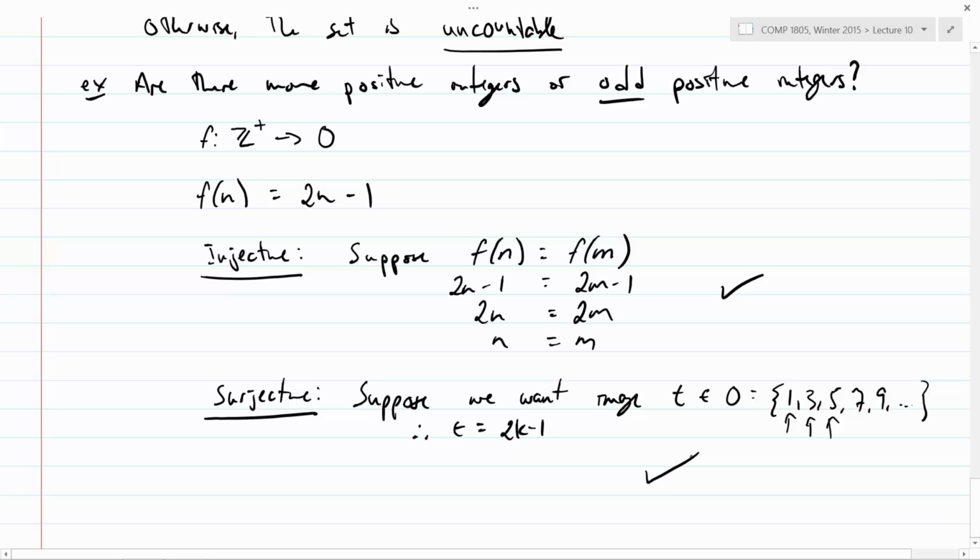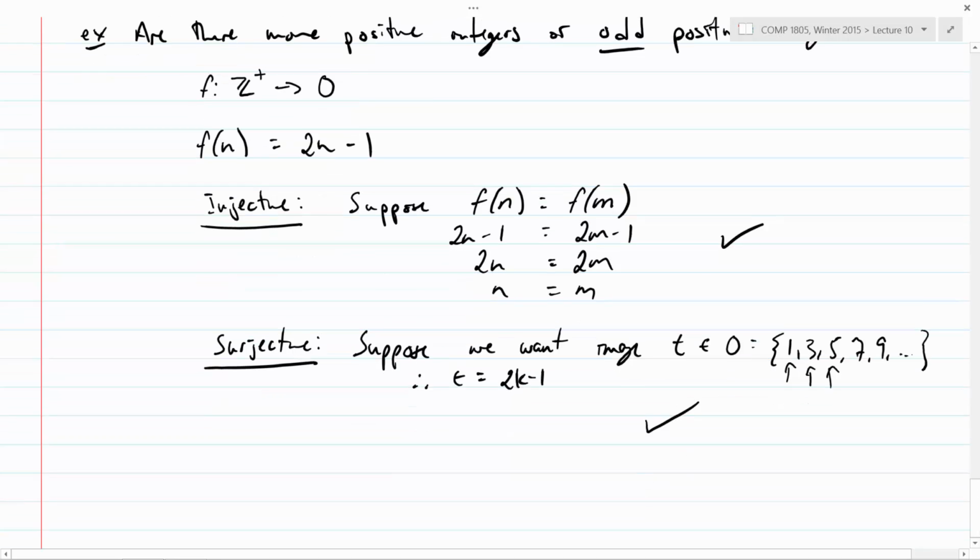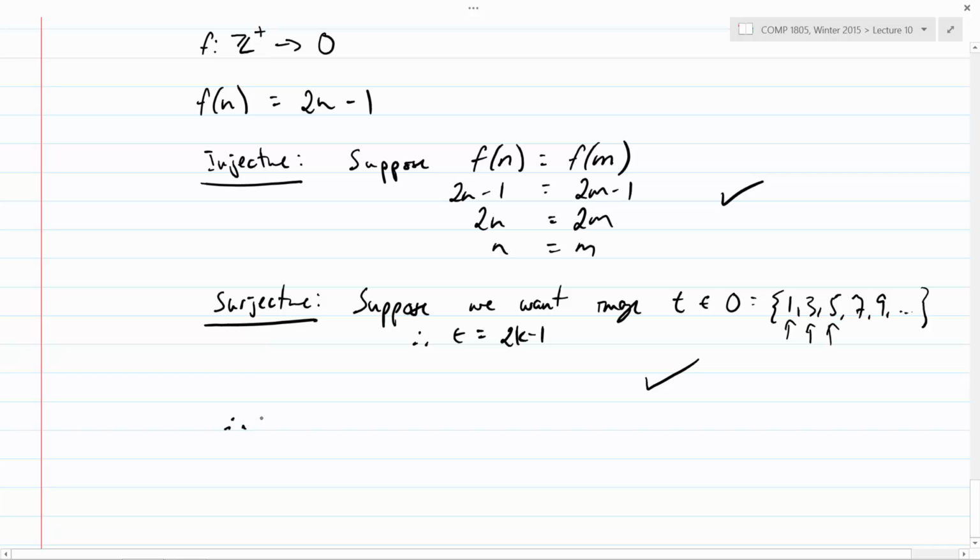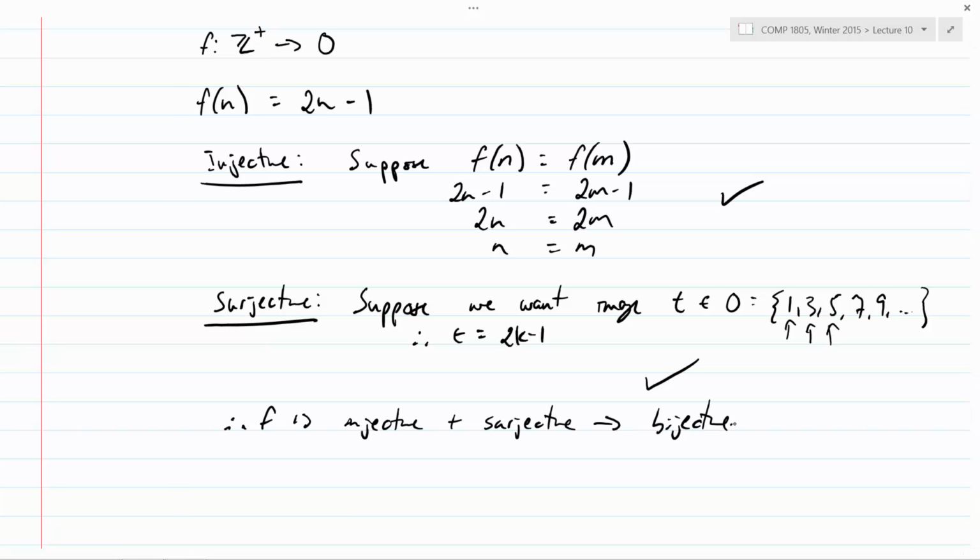This is exactly like what we did last class, except I have to be a little bit more careful here because I'm not drawing it from the set of integers, I'm drawing it from the set of positive odd integers. Okay? So that means f is injective and surjective, which means it's bijective. And since I found a bijection between the positive integers and the positive odd integers, that means they have exactly the same size. There are equally many positive odd integers as there are positive integers.